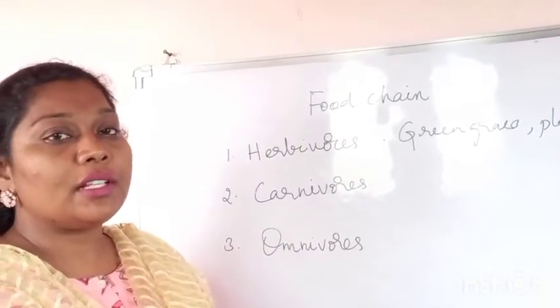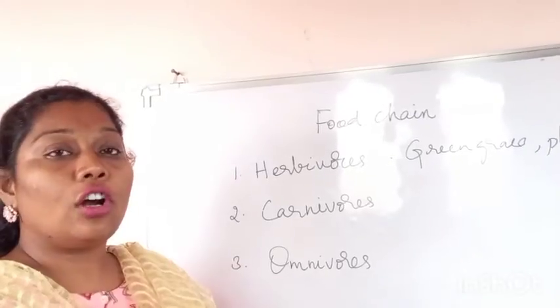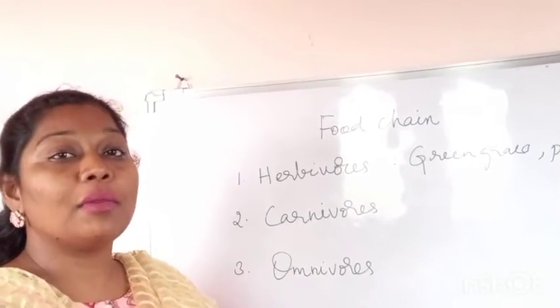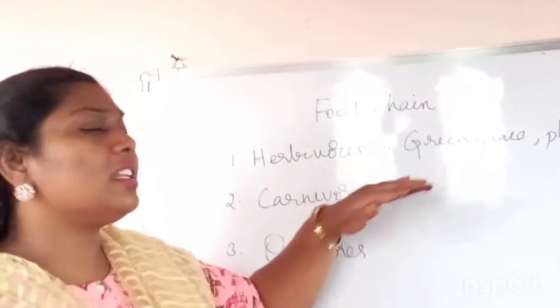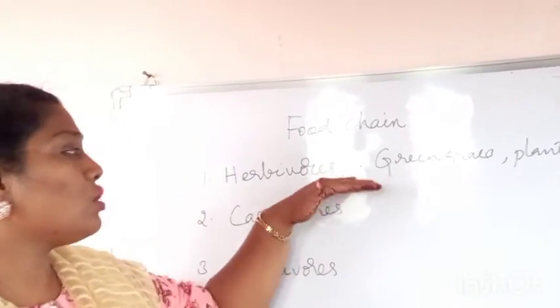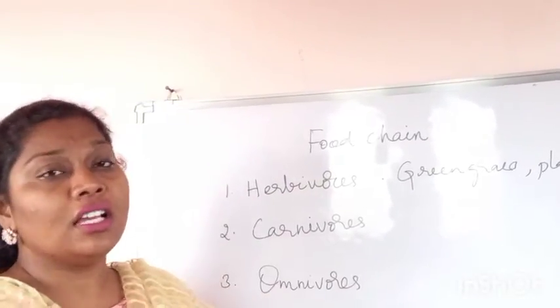Children, how many such animals do you know? Like cow, goat, buffalo, sheep, donkey, horse, camel. All these are herbivores. They eat mostly plants. It may be grass, small plants, or big trees.